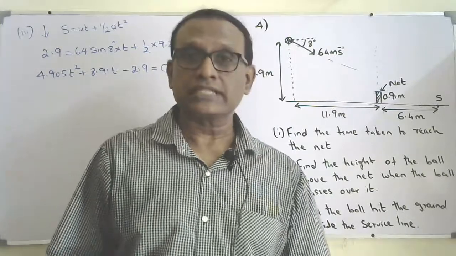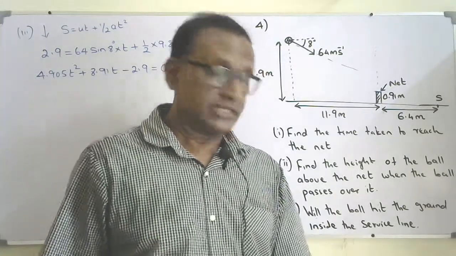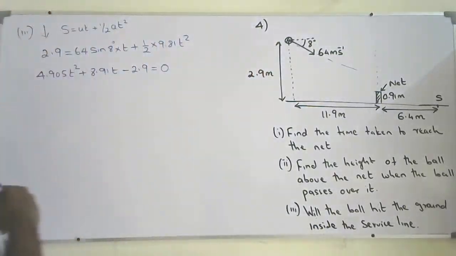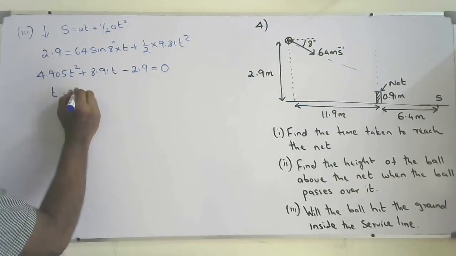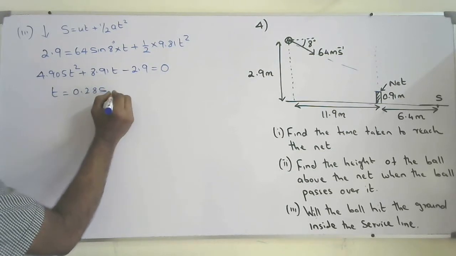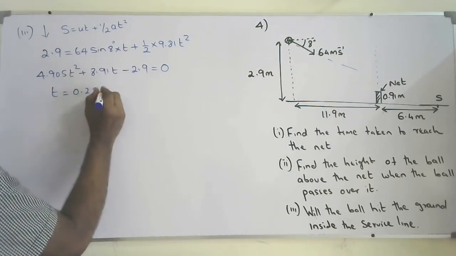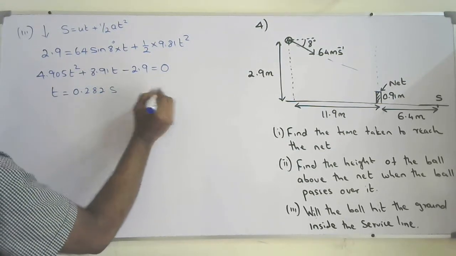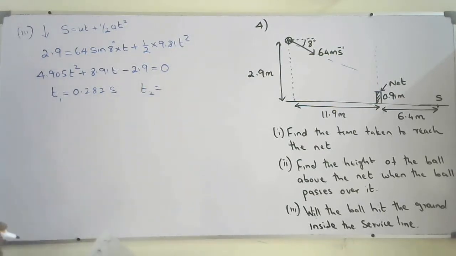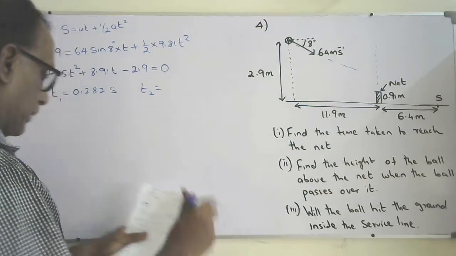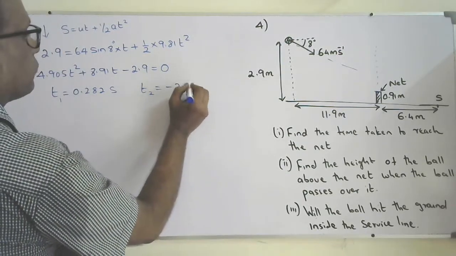So you are allowed to use a calculator. Solve it by using the calculator and find the time. You will get two answers. The first answer is 0.282 seconds. And the other answer, I can call them t1, t2, the two roots of this quadratic equation, will be a negative value, negative 2.10 seconds.